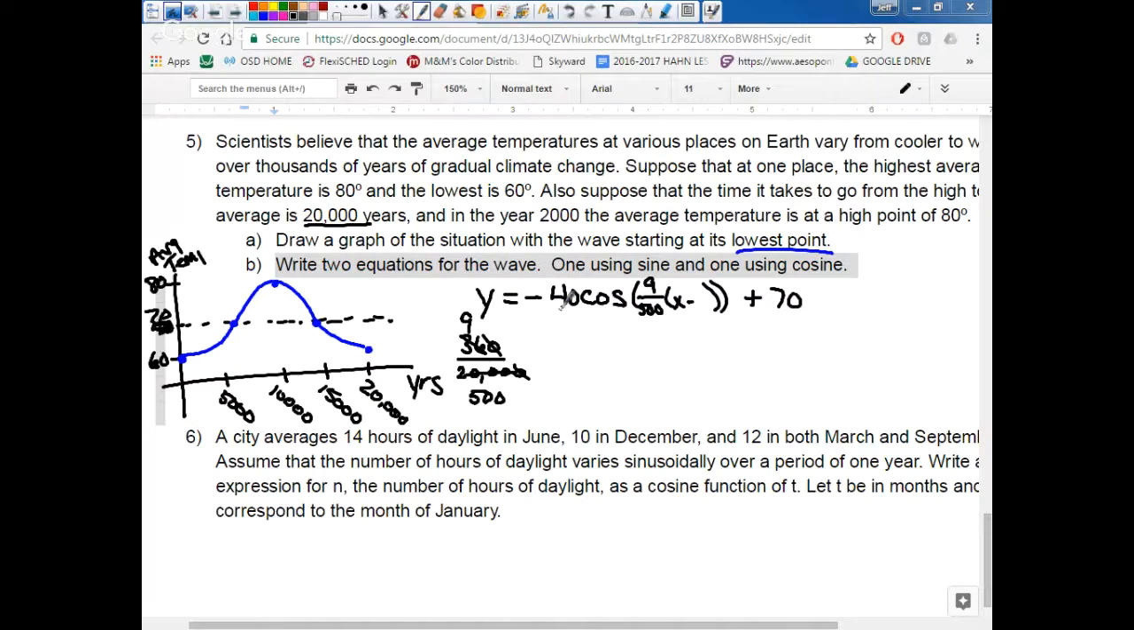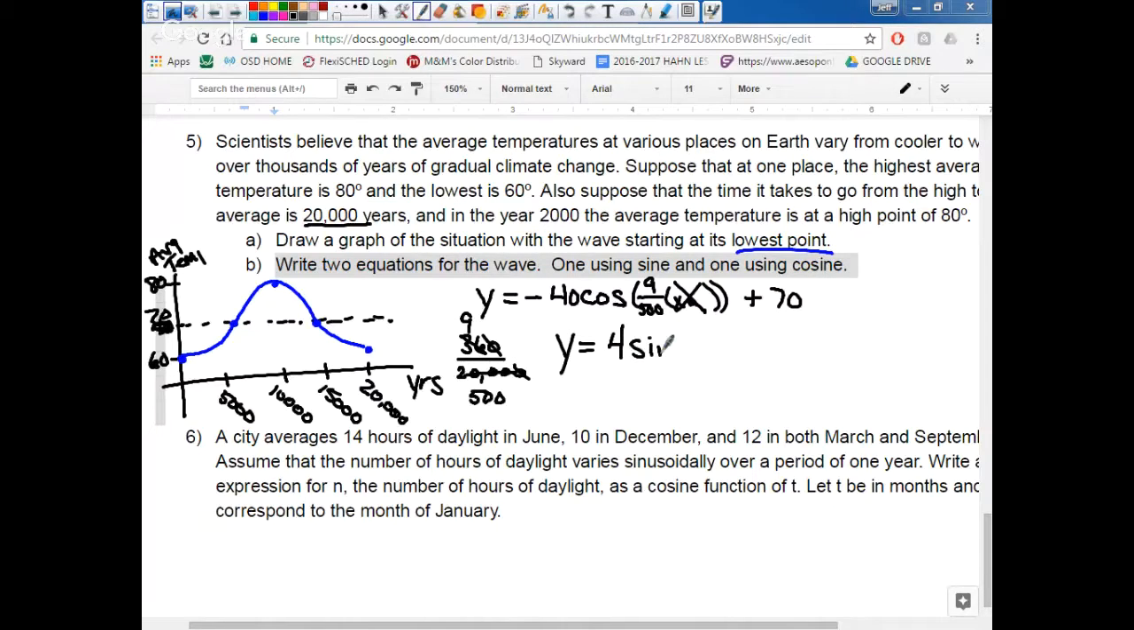If I use negative cosine, I don't have to do an x minus anything, I can just do x in there. If I did do regular cosine, a non-flipped cosine, I would have to have a phase shift of 10,000. So now let's talk about sine. Y equals negative 4 sine. The negative is what flipped it over. I don't need that right now.